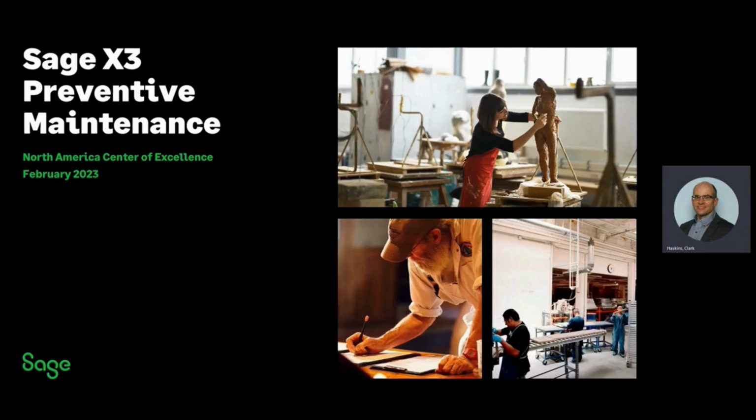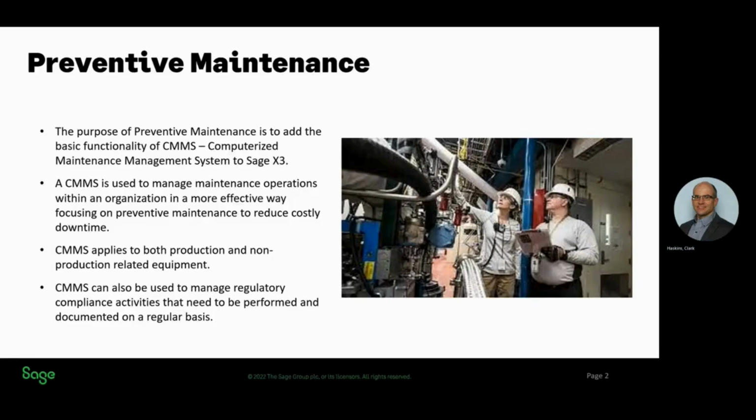This video will provide an overview of preventive maintenance in SAGE X3. The purpose of preventive maintenance is to add the basic functionality of CMMS, Computerized Maintenance Management System, to SAGE X3. A CMMS is used to manage maintenance operations within an organization in a more effective way by focusing on preventive maintenance to reduce costly downtime. This would include production and non-production related equipment. A CMMS would allow processing for preventive maintenance, planned maintenance, and breakdowns.